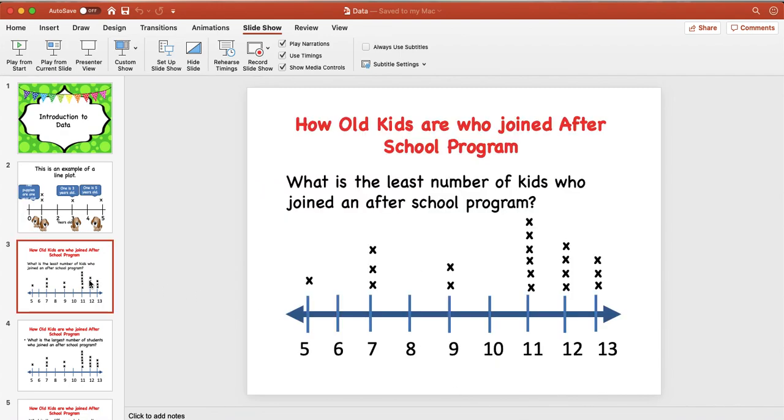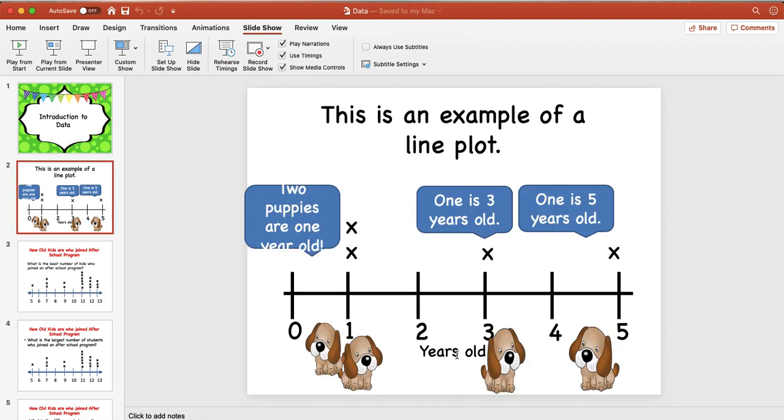So let's move on. This line plot, very similar to our last one, is about how old kids are who joined an after-school program. As you can see over here, it's the same line side to side, and our data is plotted on top of the line in the form of these X's. The numbers here, 5, 6, 7, 8, 9, 10, 11, 12, and 13, those are the years old, just like in my example right over here.